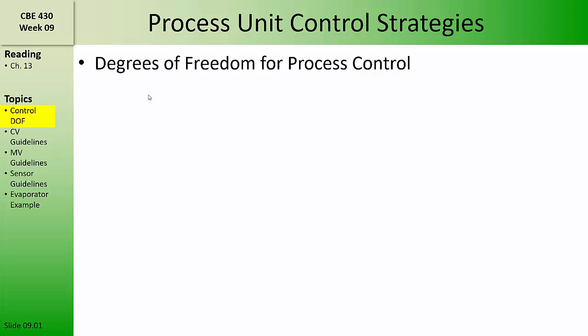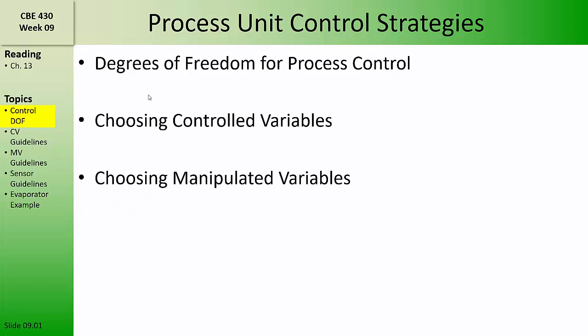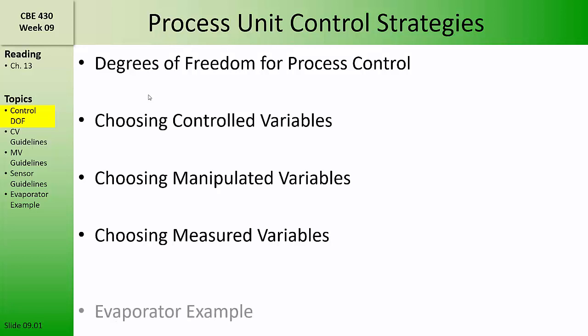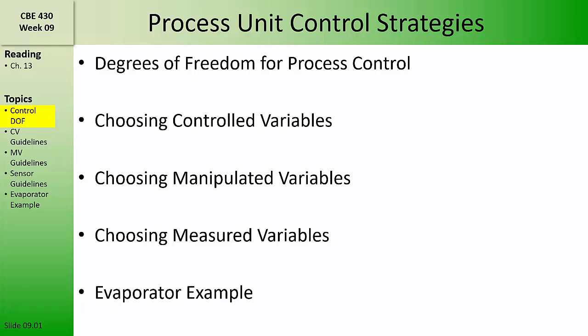First, we'll introduce the concept of the degrees of freedom for process control, or the control degrees of freedom. Next, we'll discuss how we choose controlled variables and manipulated variables. And then we'll also discuss selection of which variables to measure. We'll conclude with an in-depth example of an evaporator, and then we'll take a look at 3 other interesting examples that are presented in the Seaborg text.